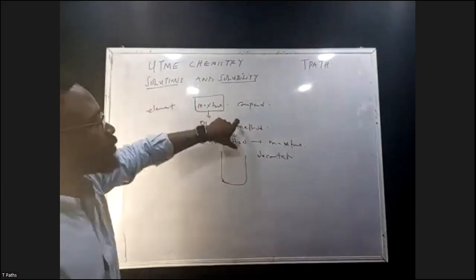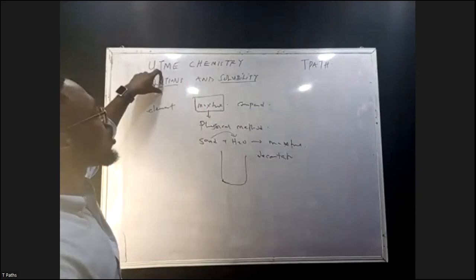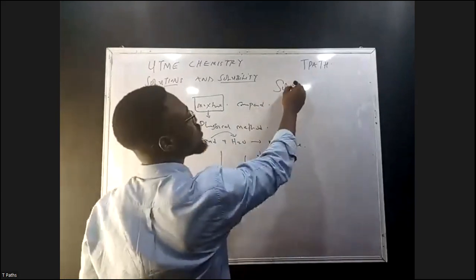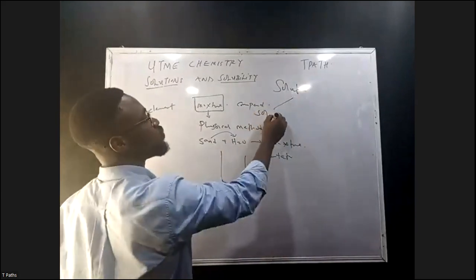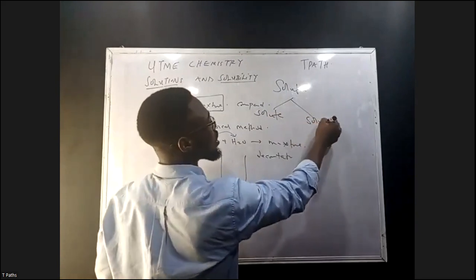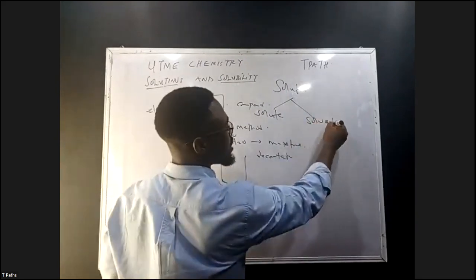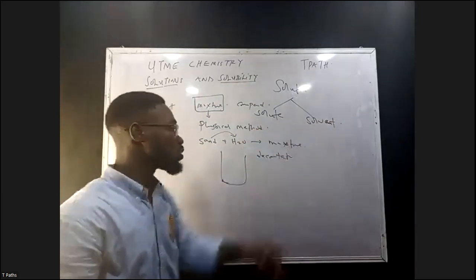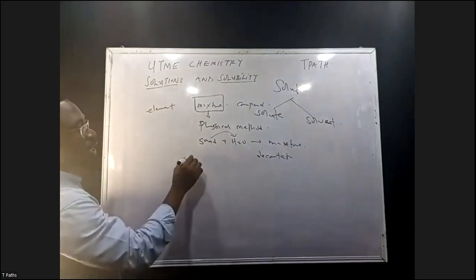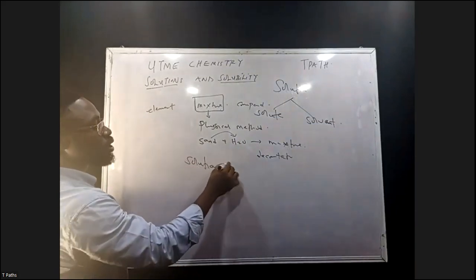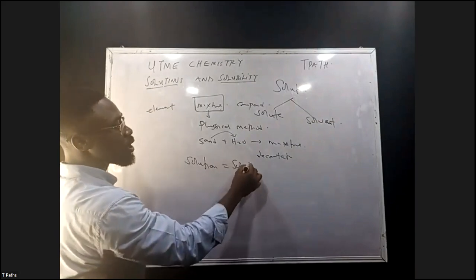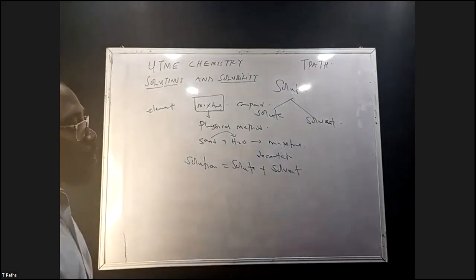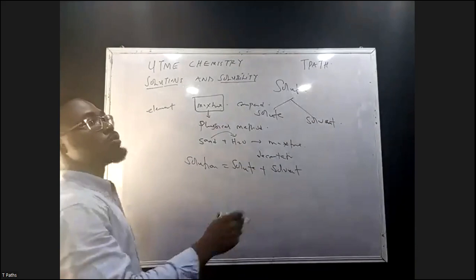One thing we have derived so far is that a solution is a form of mixture. Now, two things make up a solution. The first thing is what is popularly known as the solute, and the second thing is what is popularly known as the solvent. So we can formulate a simple equation to say that your solution is equal to your solute plus solvent.